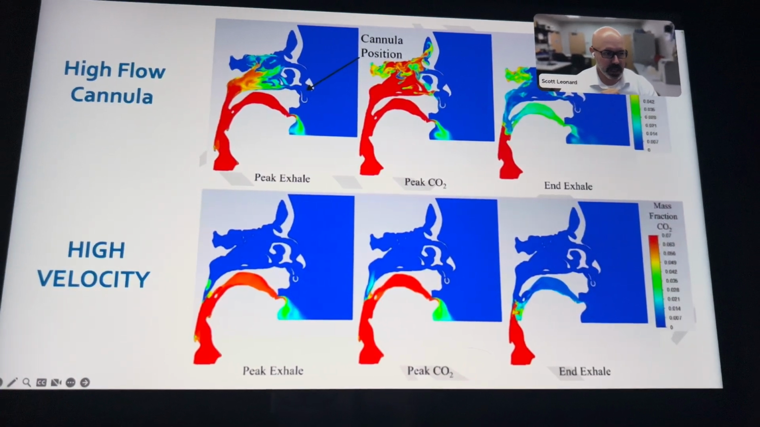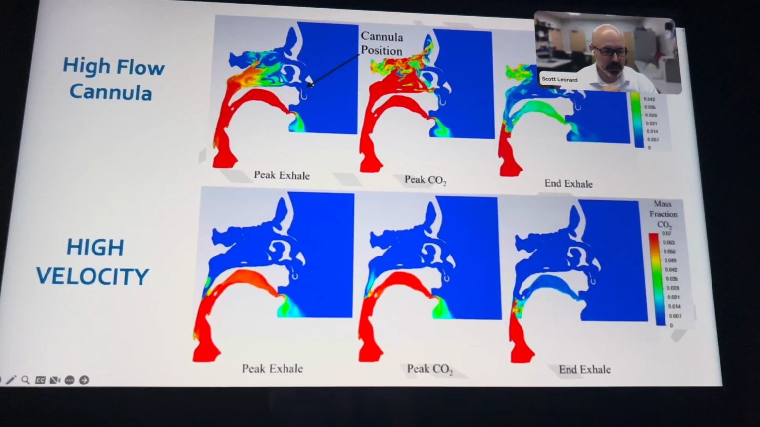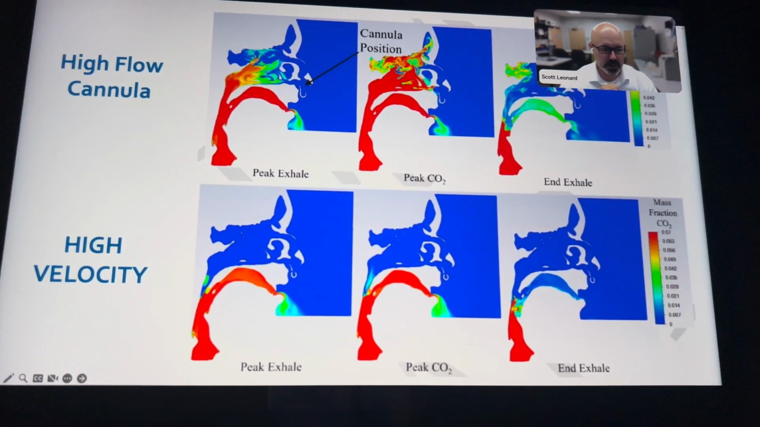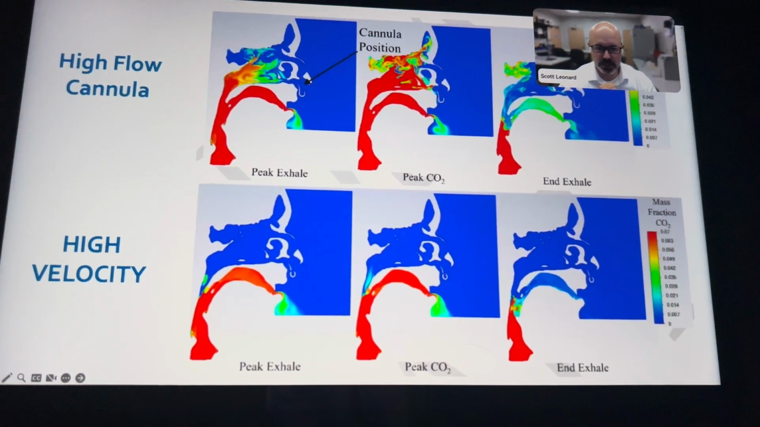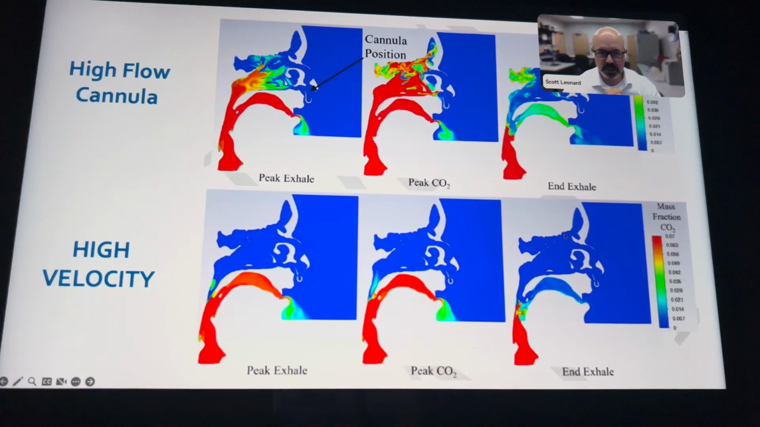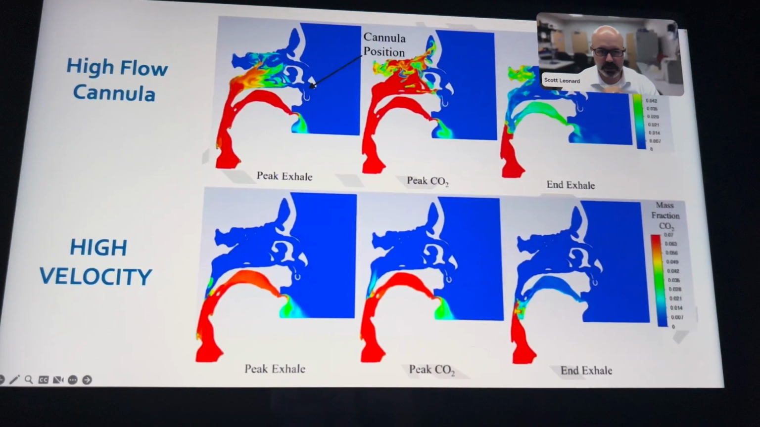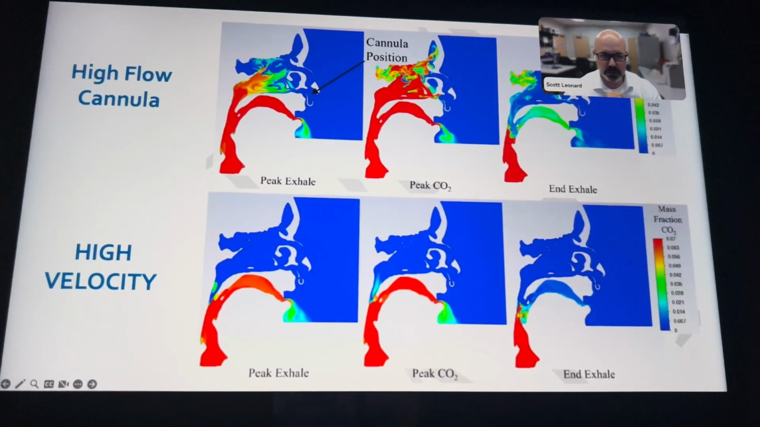You can see the high CO2 concentration down in the mouth. Even at the peak CO2 that we reach, there's a lot of CO2 in the mouth, but by end exhale, it's actually purged almost all of that out. You can see there's a big difference at end exhale between the amount of CO2 in the high velocity case and the low velocity case. But what's really interesting is the peak CO2.